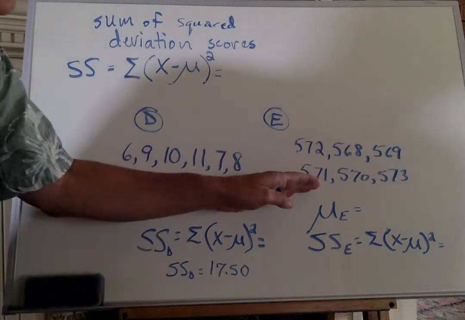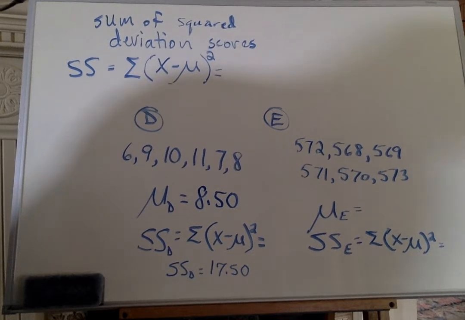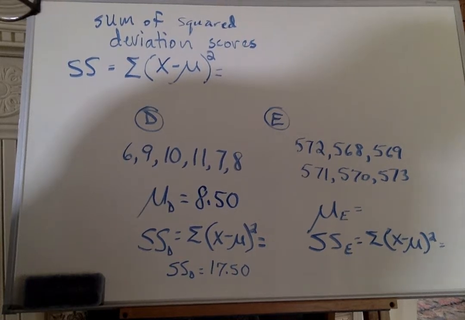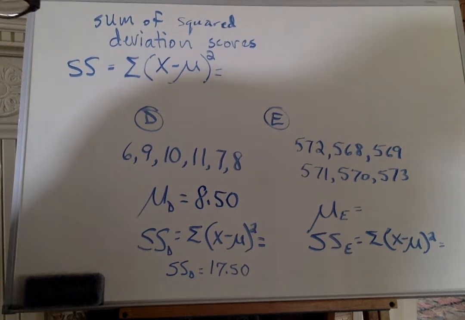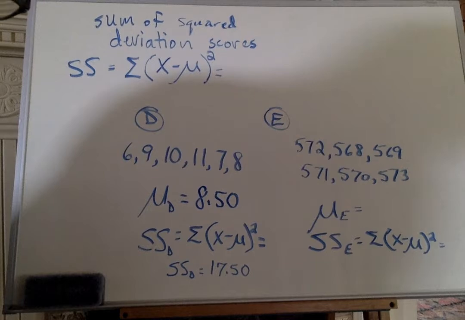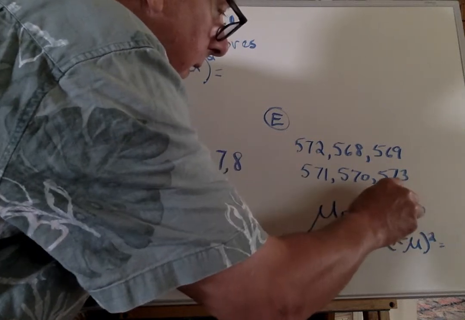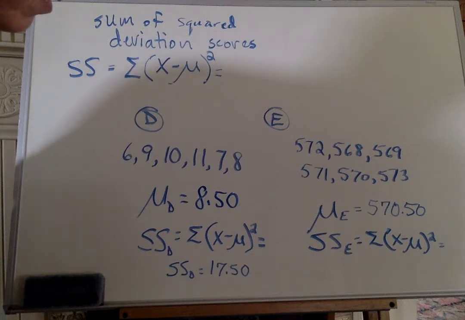So now if we move over to this distribution, let's get the average for that distribution. 572 plus 568 plus 569 plus 571 plus 570 plus 573 equals, then we'll divide by 6. 570.5, okay. 570.5 is the mean.